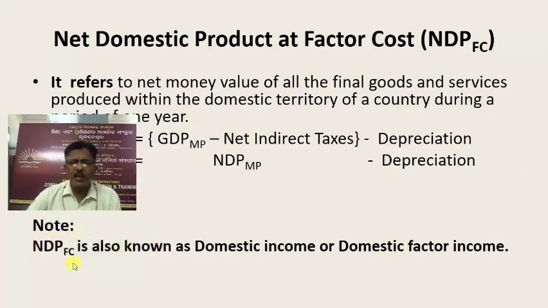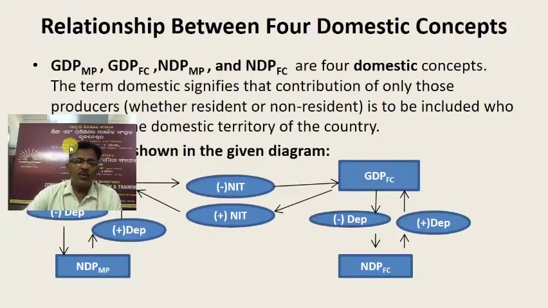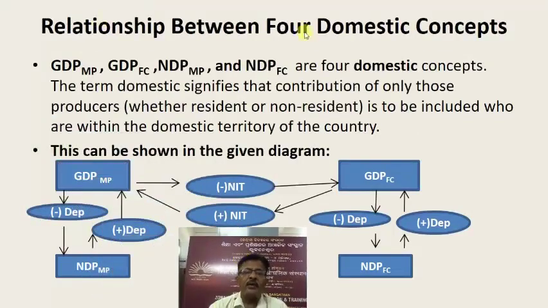Note, NDP at factor cost is also known as domestic income or domestic factor income. This has to be remembered by all of you for all the time to come. Suppose you are asked, what is domestic income in terms of national income aggregates? The concept is net domestic product at factor cost, also known as domestic factor income. So the relationship between these four domestic concepts, GDP-MP, GDP-FC, NDP-MP and NDP-FC, are the four domestic concepts.